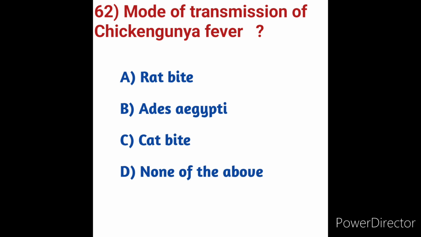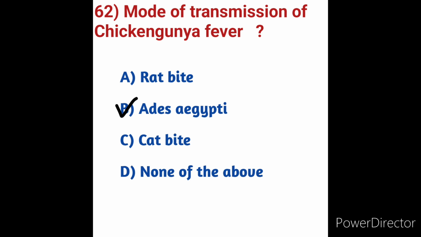No doubt here option B is the correct answer. Aedes aegypti. Chikungunya virus is primarily transmitted to people through the bite of infected mosquito, mainly Aedes aegypti and Aedes albopictus. People are the primary host of chikungunya virus during the epidemic periods.